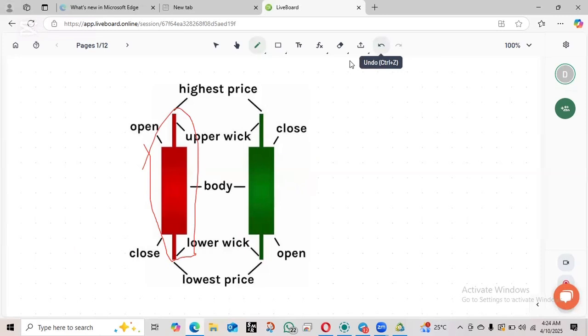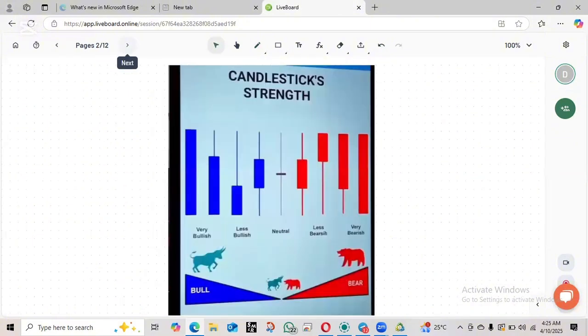So that's just about the candlestick pattern, which is the basics, and I believe you all already know it, because this is not a basic class. Okay, so let's go to the next one, candlesticks and their strength.